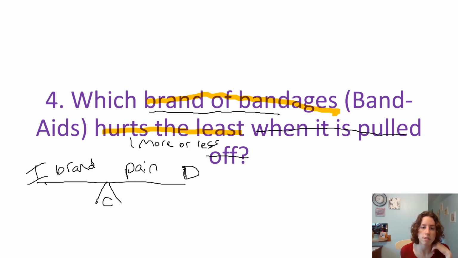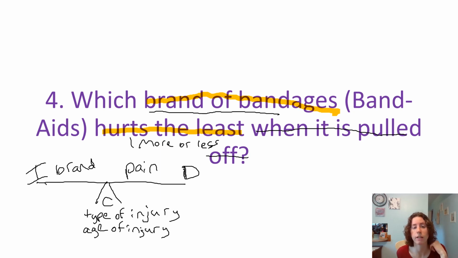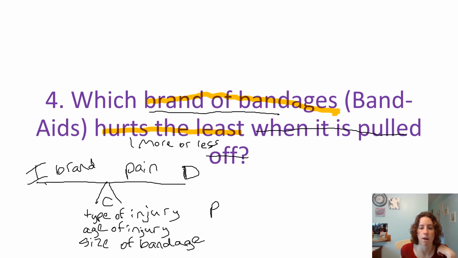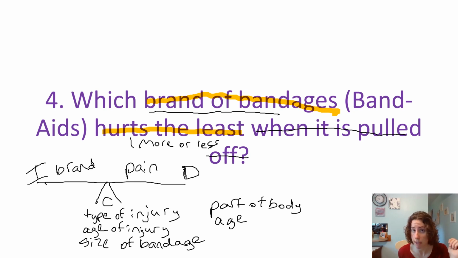So, controlled variables: I want to make sure it's the same type of injury and maybe the same age of the injury, because it wouldn't be fair if somebody had a really deep, awful cut and somebody else just had a paper cut that had already healed for 5 days. And we want to use the same size of bandage. And maybe it's even on the same part of the body. My fingers are more sensitive than my knee. And we could probably think of several other things too, maybe age. So we'll keep those things in mind, and we'd want to make sure that all of those things that could make a difference, anything that might mess up our experiment, is kept the same.